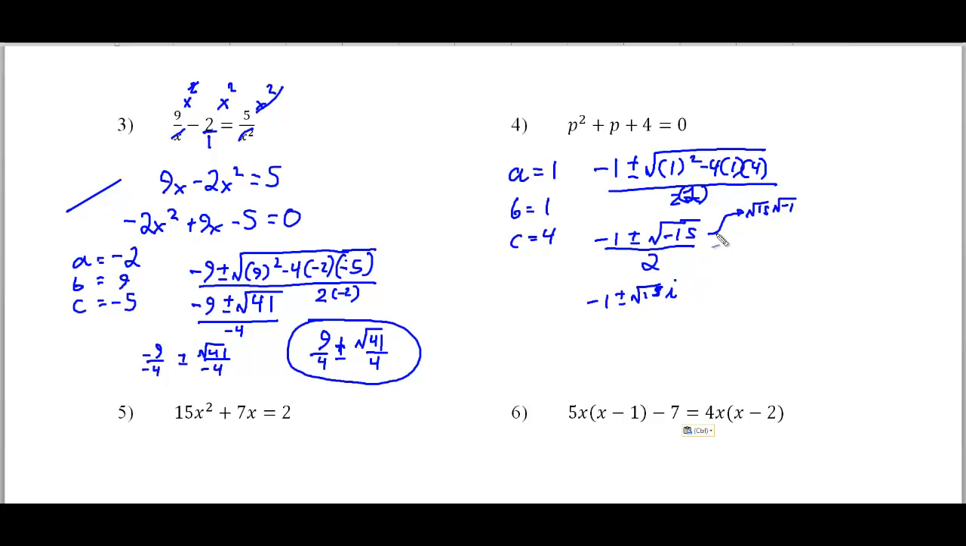Now, some of you may work a little faster and just say, well, if I see a negative under the square root, can I just bring it out into i? Well, sure, but that's the actual step of why we can do that, using our product rule from the last section. So now we're going to split this up. Negative 1 half plus or minus the square root of 15i divided by 2.